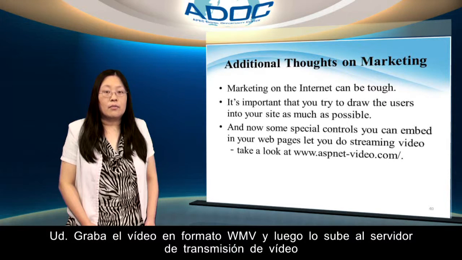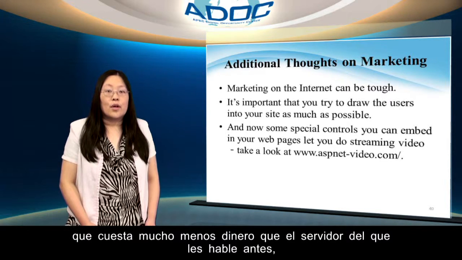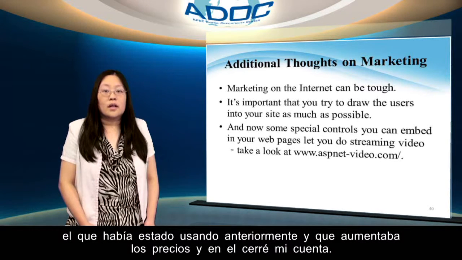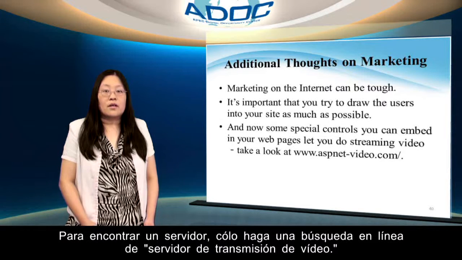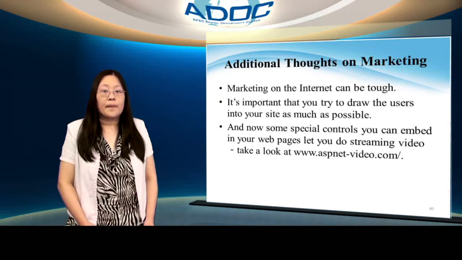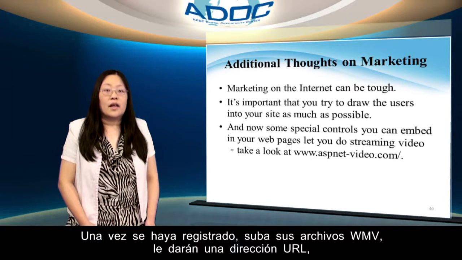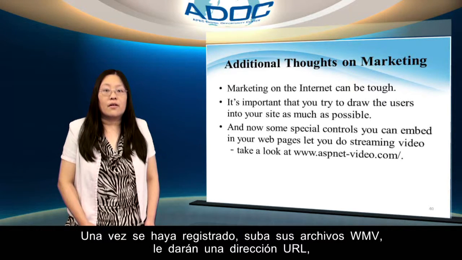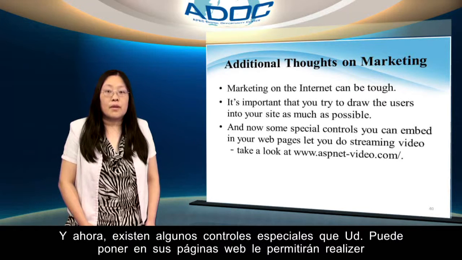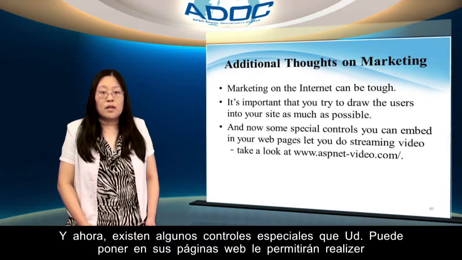You shoot the video in WMV format and then upload it to a streaming video server, which costs money. The server I've been using raised its prices a while ago, and I closed my account. To find a server, just do an online search for streaming video server. After you have signed up, you upload your WMV file. They give you its URL, and you link to that URL in your landing page. And now some special controls you can embed in your web page let you do streaming video.